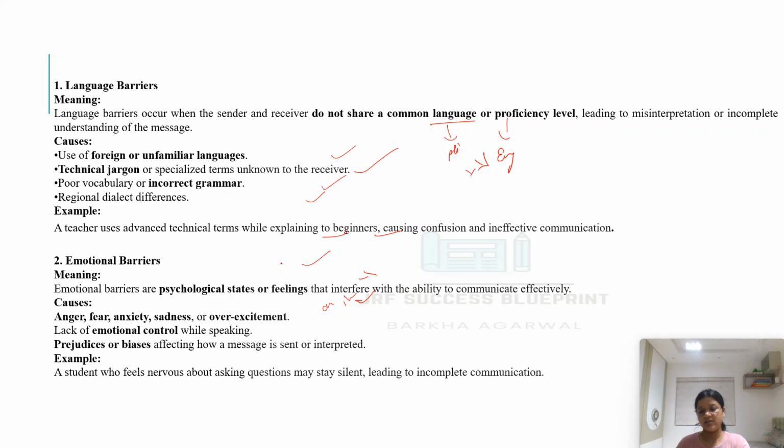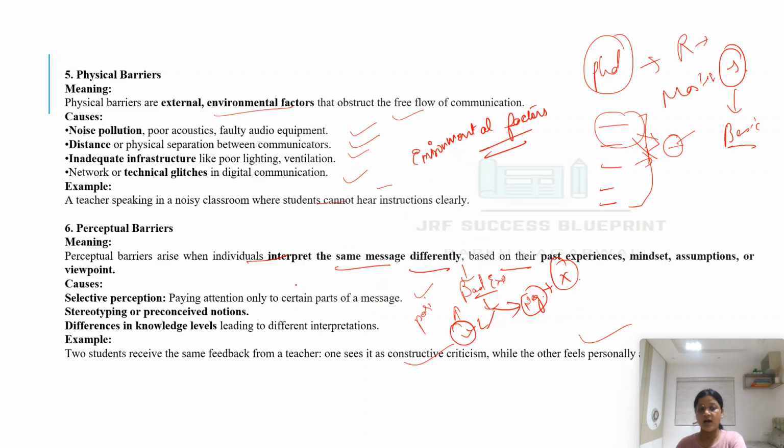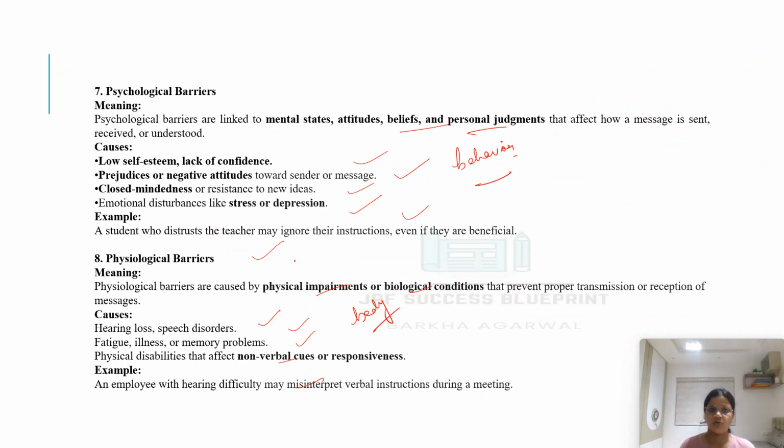Emotions are due to psychological states of feeling. Cultural is related to different beliefs, traditions, norms. Semantic is due to the use of different words, phrases, or symbols, use of jargon words. Physical barriers are due to environmental factors. Perceptual is due to past experiences, the interpretation of the message differently. Psychological is due to the mental state or attitude, belief, behavior of the people, and physiological is due to physical impairments or biological conditions.